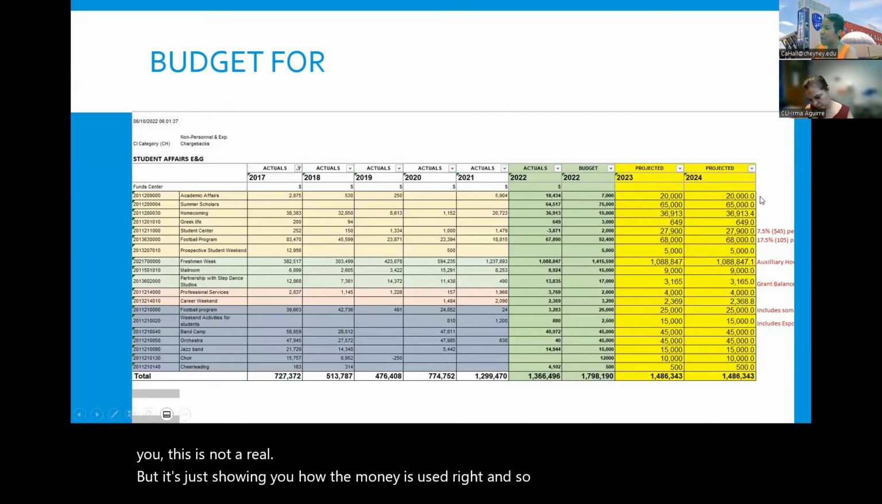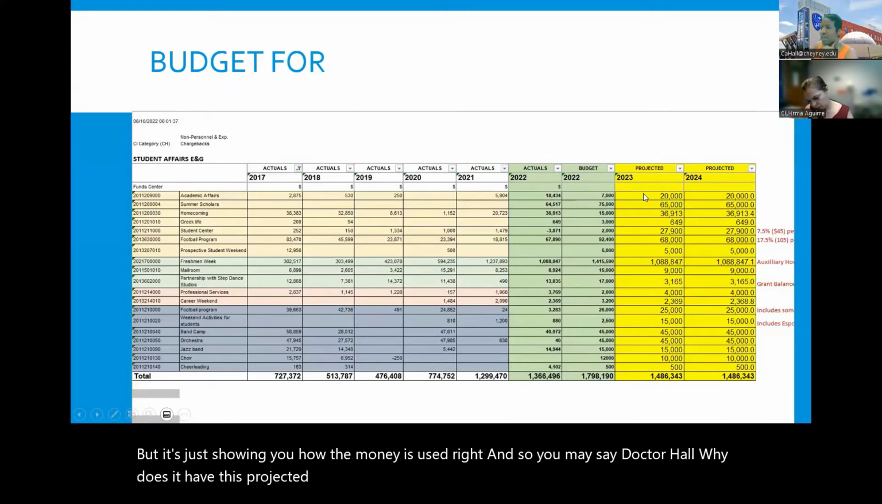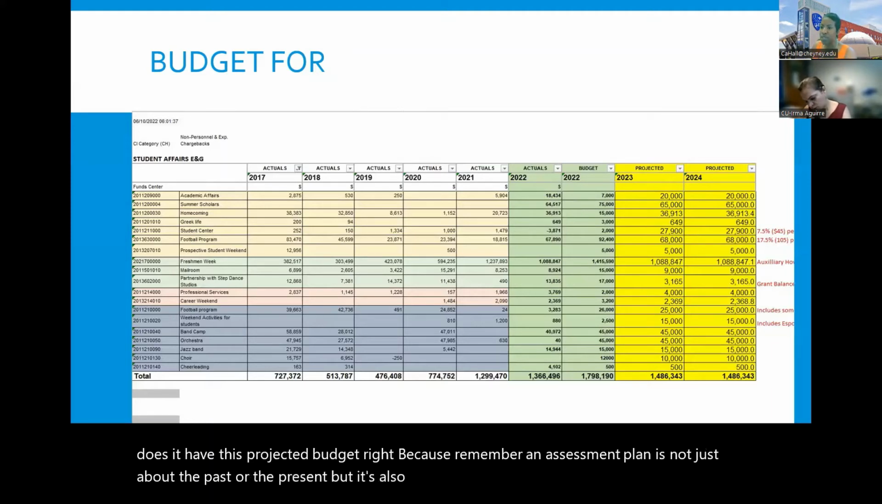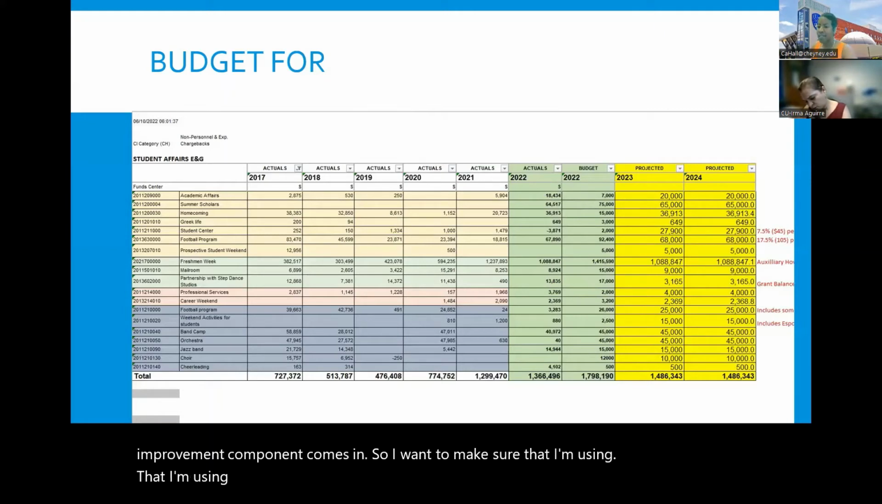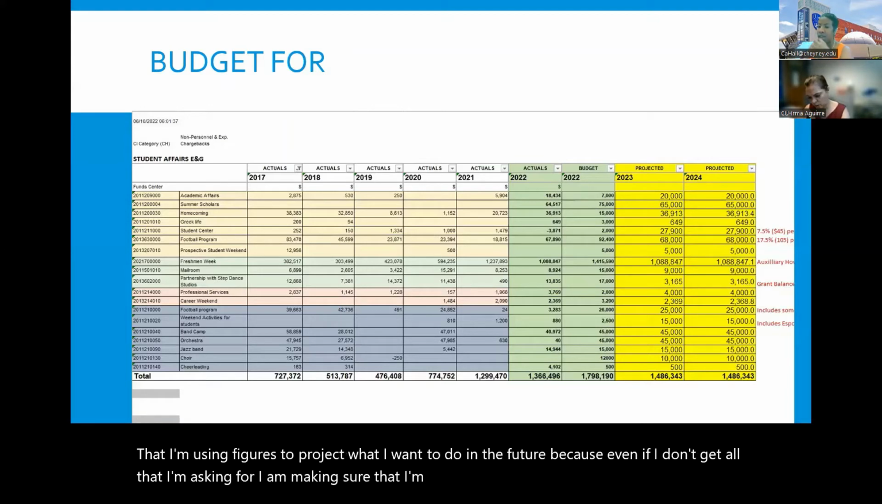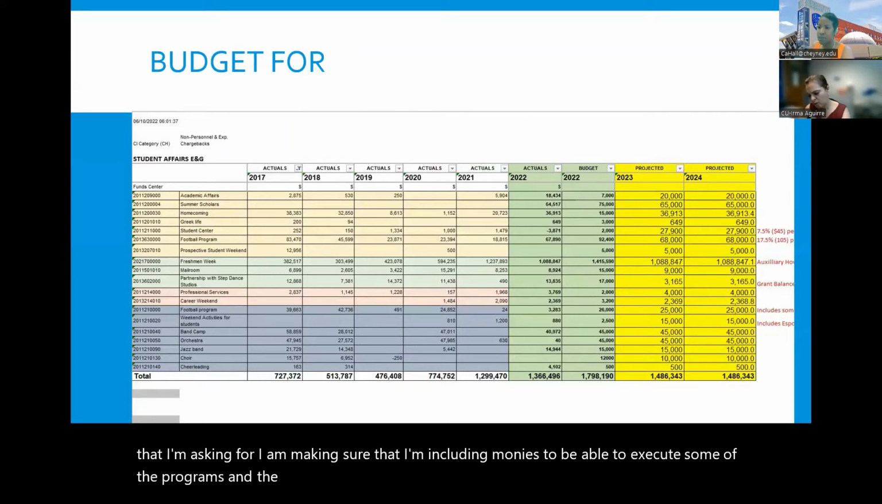And so you may say, well, Dr. Hall, why does it have this projected budget, right? Because remember, an assessment plan is not just about the past or the present, but it's also about the future. And that's where that continuous improvement component comes in. So I want to make sure that I'm using figures to project what I want to do in the future, because even if I don't get all that I'm asking for, I am making sure that I'm including monies to be able to execute some of the programs and the visions that my particular program or department has for the upcoming school year.